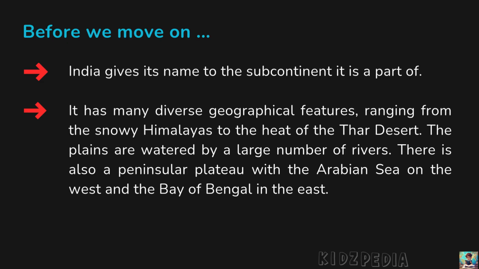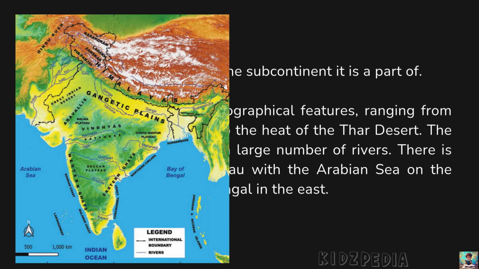It has many diverse geographical features ranging from the snowy Himalayas to the heat of the Thar Desert. The plains are watered by a large number of rivers. There is also a peninsular plateau with the Arabian Sea on the west and the Bay of Bengal in the east. So, India has many different geographical features.